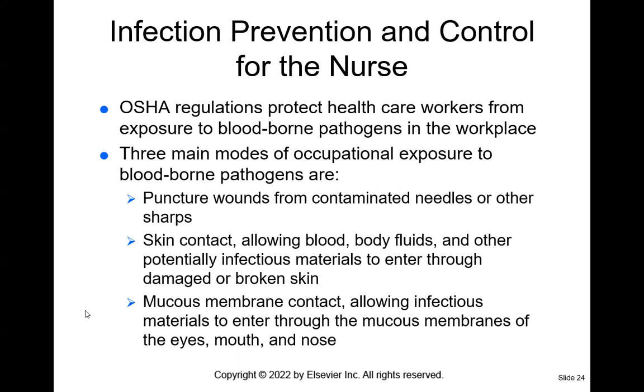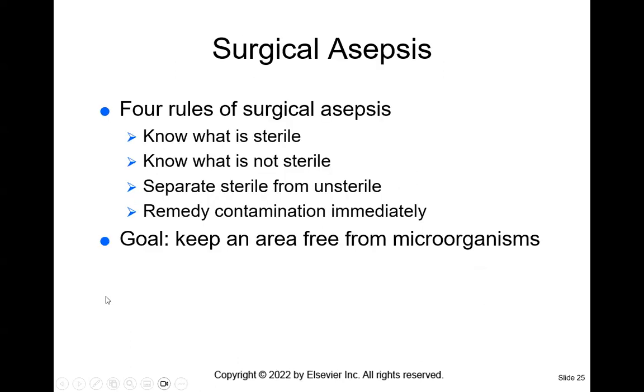The third way in which bloodborne pathogens can contaminate healthcare workers is through mucous membranes, allowing infectious materials to enter the mucous membranes of the eyes, nose, and mouth. Okay, so that's important. If there is a chance that you can get a splash of bodily fluids, then you want to make sure that you're wearing the appropriate PPE, to include a mask, eye shield, or face shield.